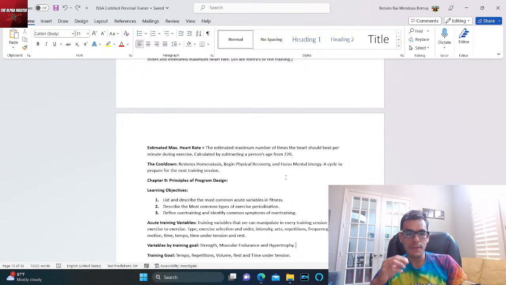The 5 R's are going to be range of motion, resistance, repetitions, rest, and recovery. So they're going to be the 5 R's: range of motion, resistance, repetitions, rest, and recovery.